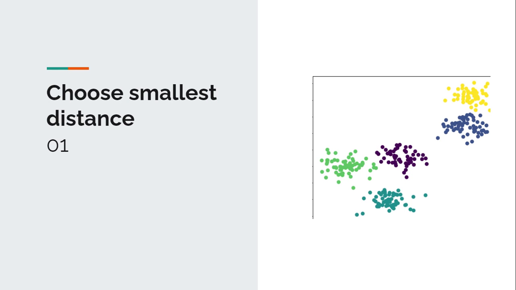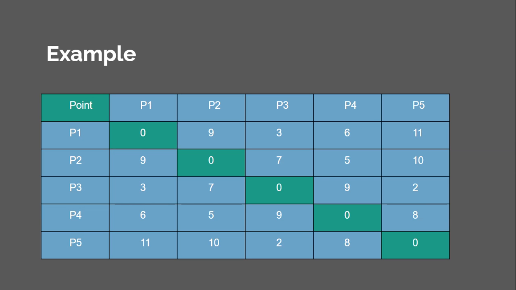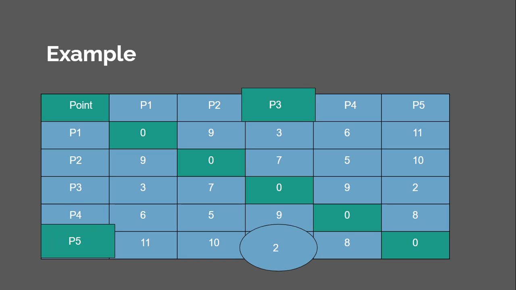Let's start. First step is to choose the smallest distance. Now the smallest distance is 2, which is the distance between clusters P3 and P5. So first we combine these two clusters P3 and P5.